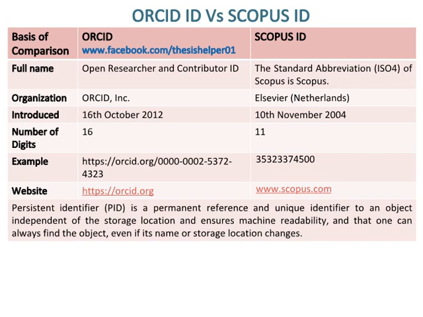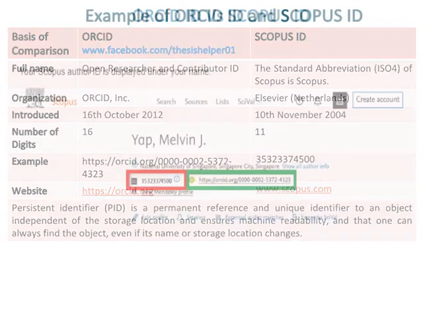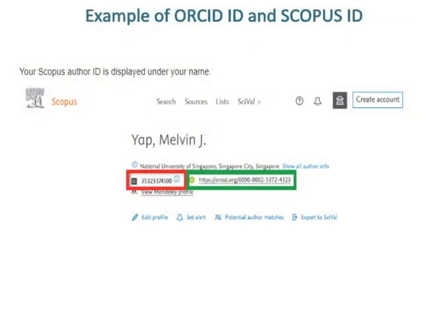Persistent Identifier, PID, is a permanent reference and unique identifier to an object independent of the storage location and ensures machine readability, and that one can always find the object, even if its name or storage location changes. Examples of ORCID ID and Scopus ID are given for help. ORCID ID is bordered with green color, whereas Scopus ID is bordered with red color.